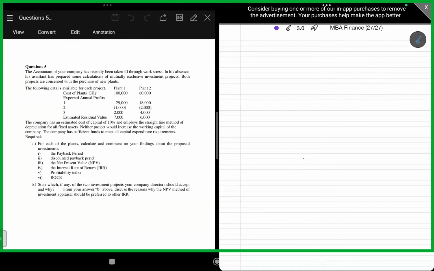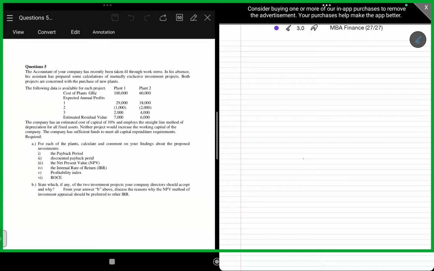The accountant of your company has recently been taken ill through work stress. In his absence, his assistant has prepared some calculations of mutually exclusive investment projects. Both projects are concerned with the purchase of new plants. The following data is available for each project. Cost of plants: plant one, plant two. Expected annual profit.